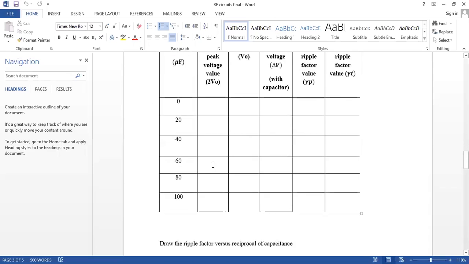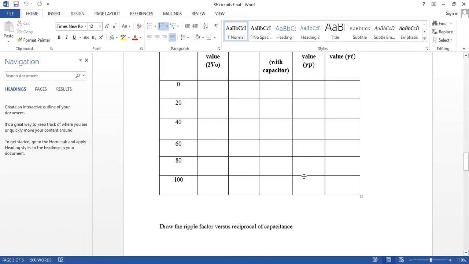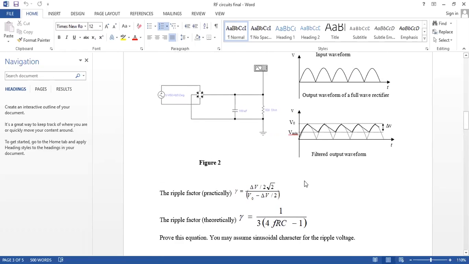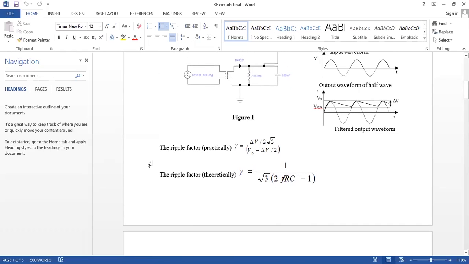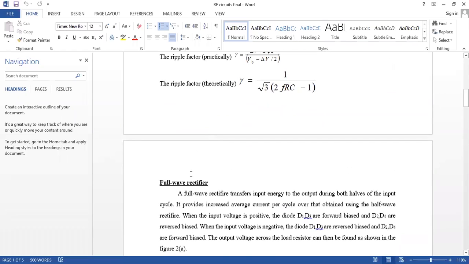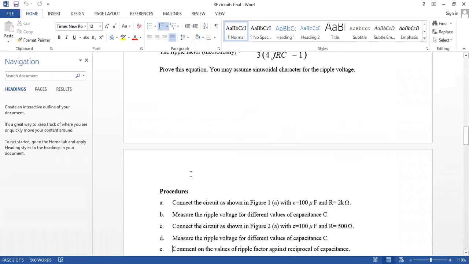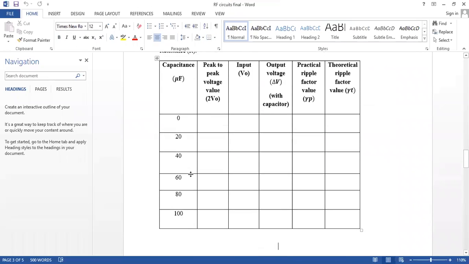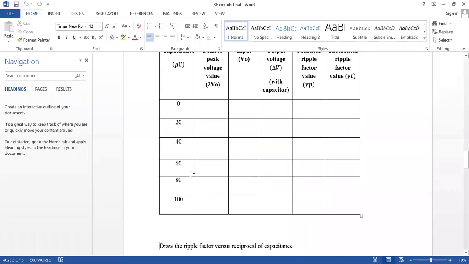Okay, and you don't need to find the error percentage. So you can fill this table, and you can plot the graph of ripple factor versus 1 upon c, that's the reciprocal of the capacitance. Okay, ripple factor versus 1 upon c graph you should plot, and you need to plot it in one graph sheet for half wave rectifiers. 1 upon c versus gamma p graph, and another graph 1 upon c versus gamma t. These two graphs you should draw on one graph sheet.